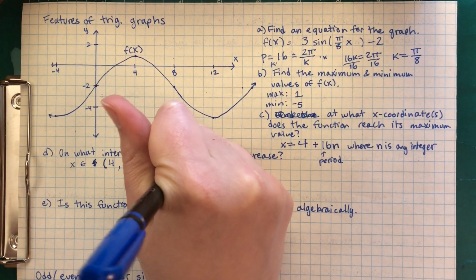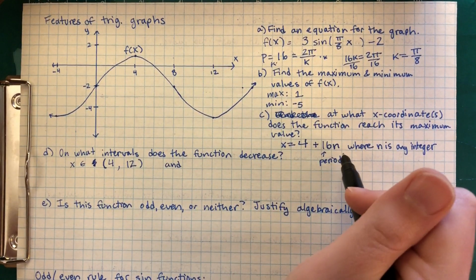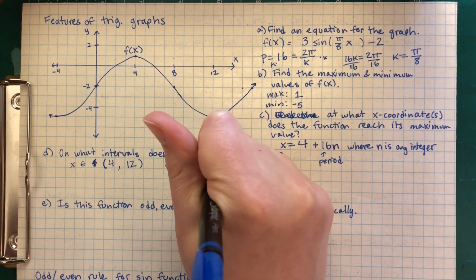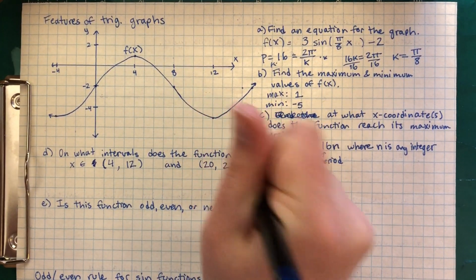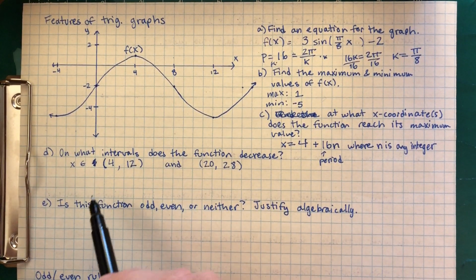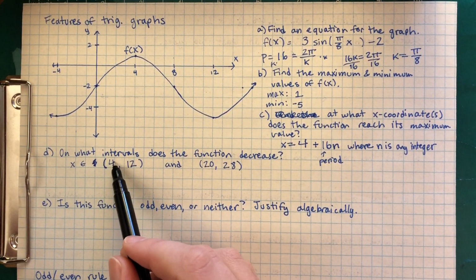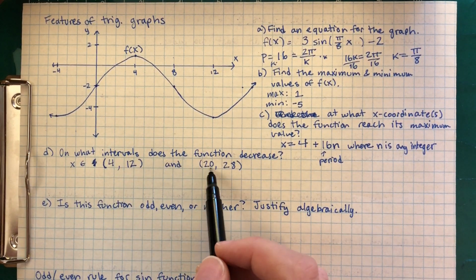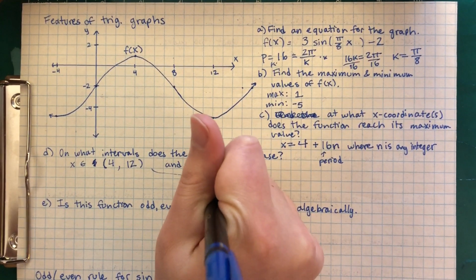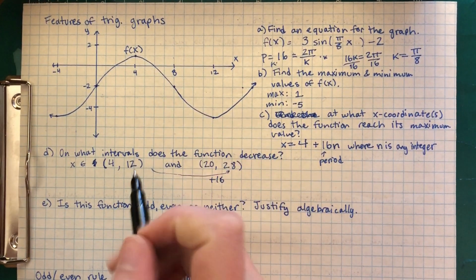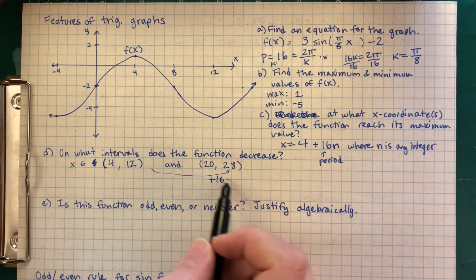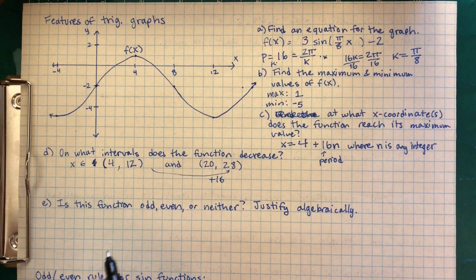So I could also list off the next one, which is going to be starting from 20, going to 28. The way that I got this number was by taking the 4 and shifting it over by one entire cycle, adding 16. Same for 12 to 28. Add 16 to that number and I get the end point of another decreasing interval.